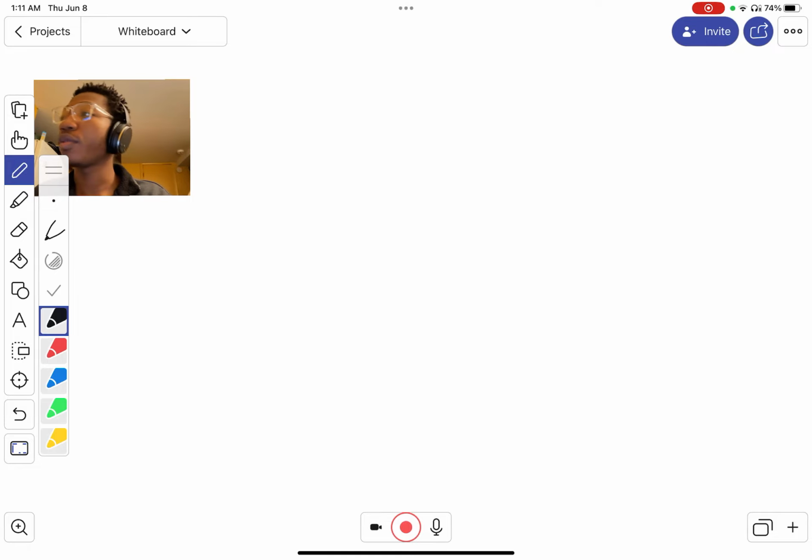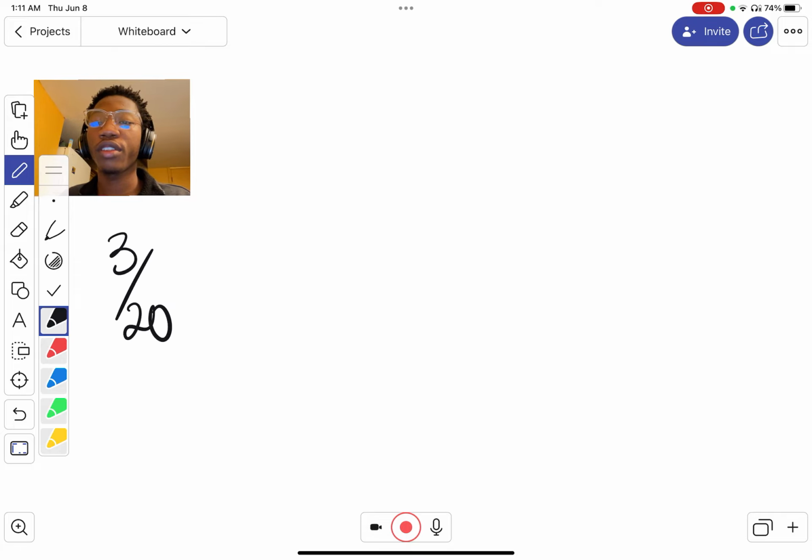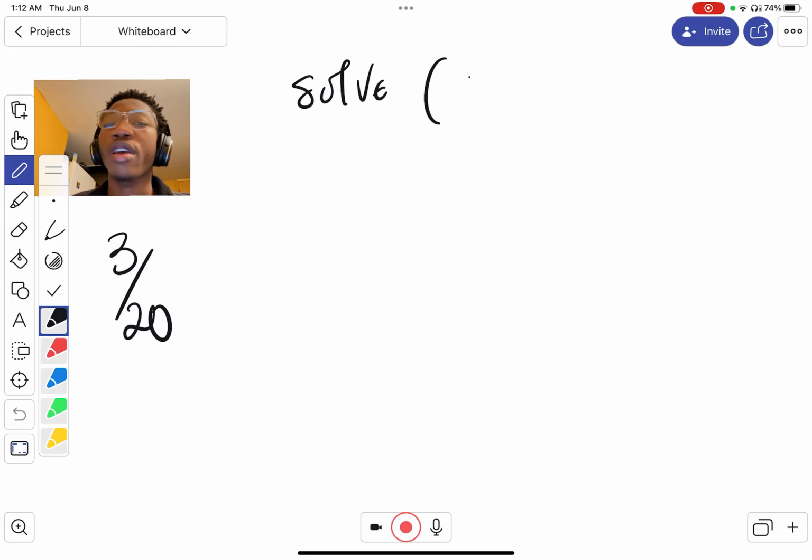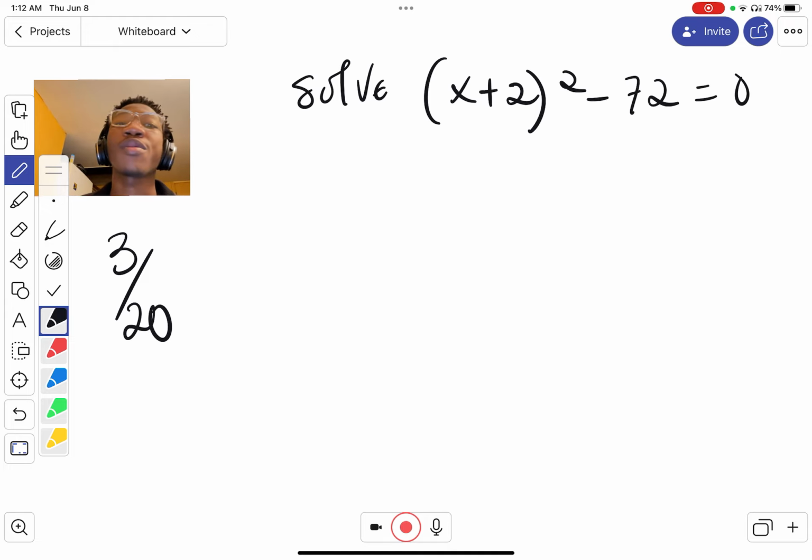So let's get into it. Right now it's question 3 over 20, 17 left. So we have: solve (x + 2)² − 72 = 0. It's pretty much the same principle that we applied in the previous one.